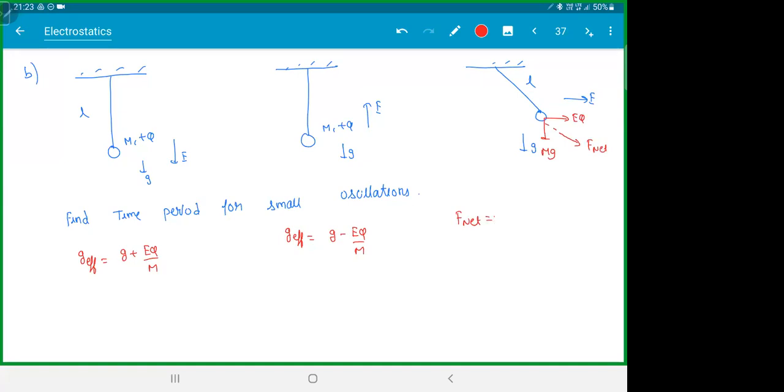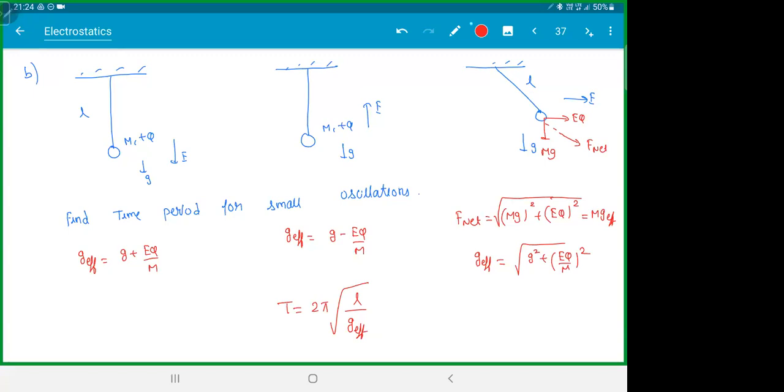So F net will be root over mg square plus EQ square, is equal to M into G effective. So G effective will be root over G square plus EQ by M whole square. What is the time period formula? 2 pi root over L by G effective. Clear with this G effective stuff?